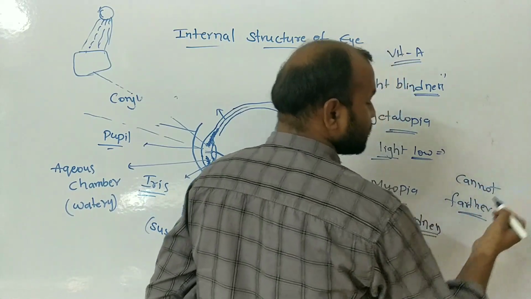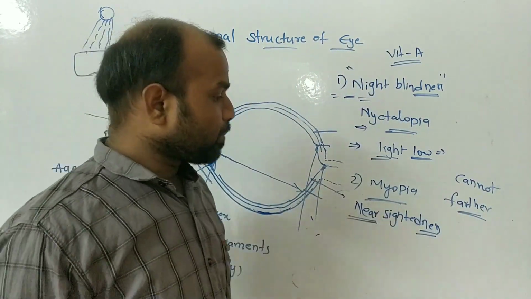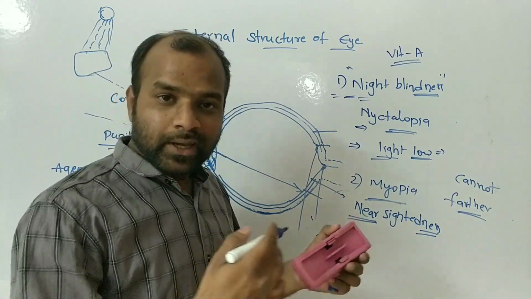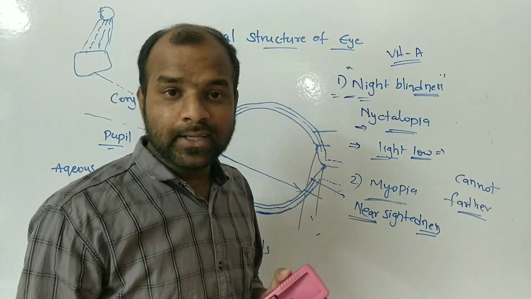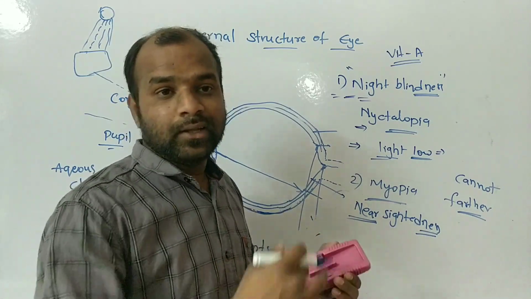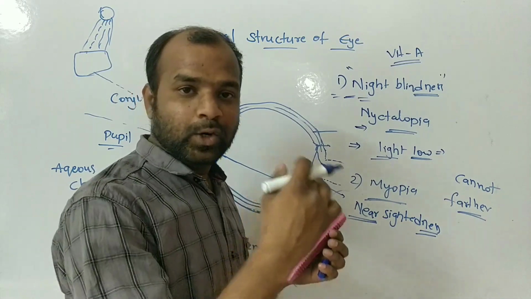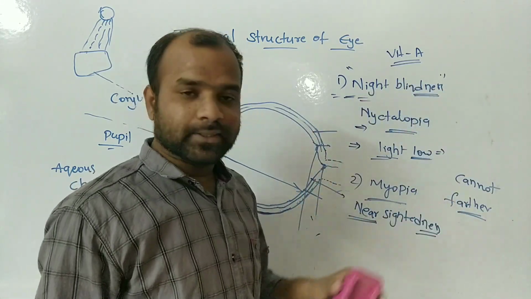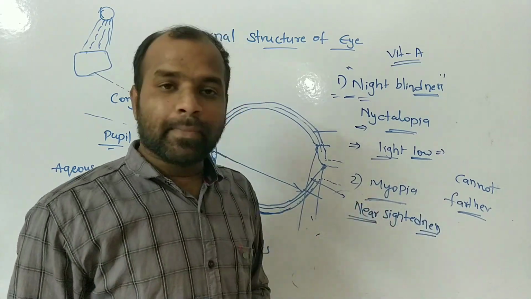People who have the myopia disorder can visualize only the things which are very near to them. They cannot see or visualize the farther objects. So that is called myopia.